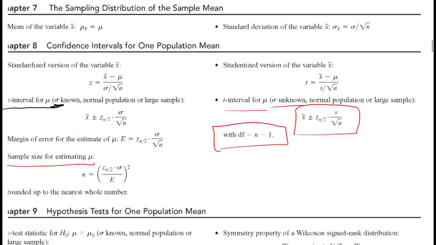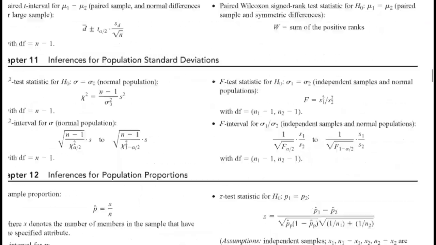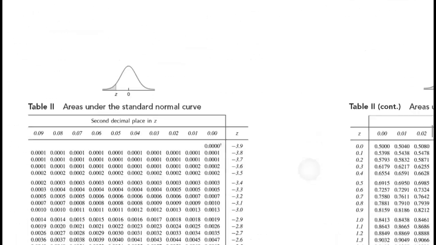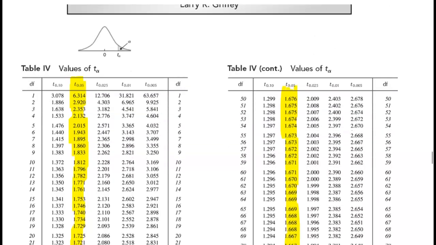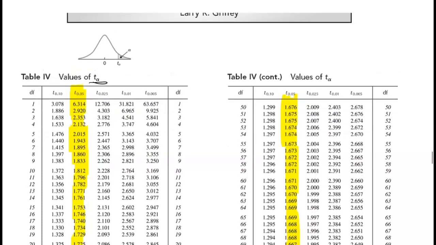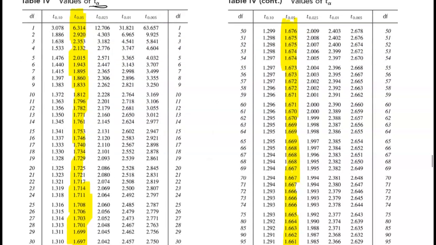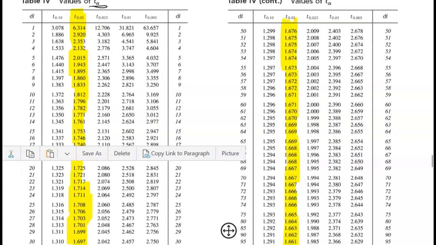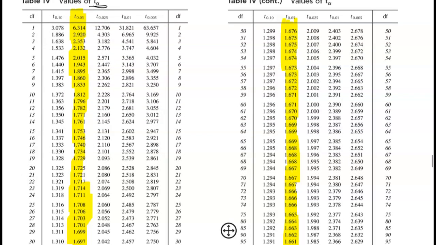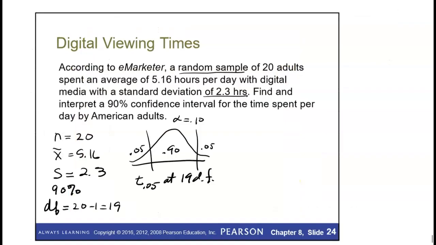I know I'd have to go to my formula chart, my T chart on my formula table, go all the way down to T. All right, you want T 0.05, I still have it highlighted. So let's go to 19, and 0.05 is 1.729. So we're going to use 1.729, our T of alpha over 2. Then we just need to plug it into the formula.